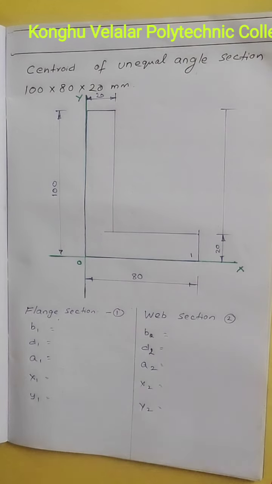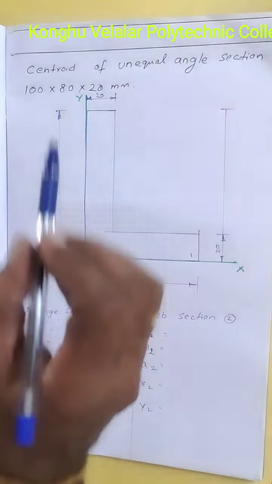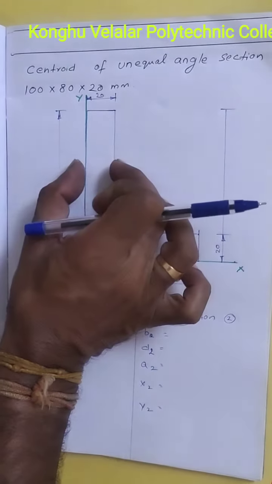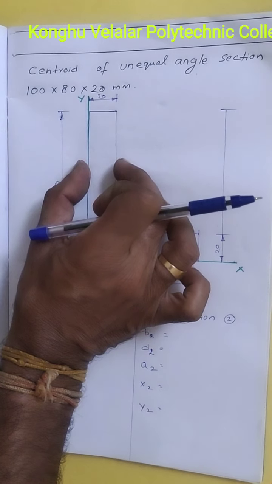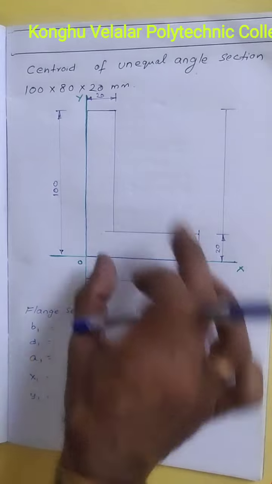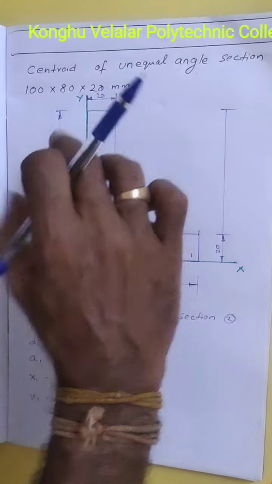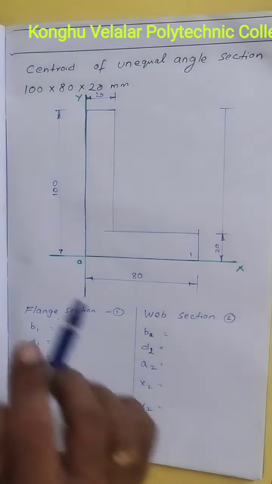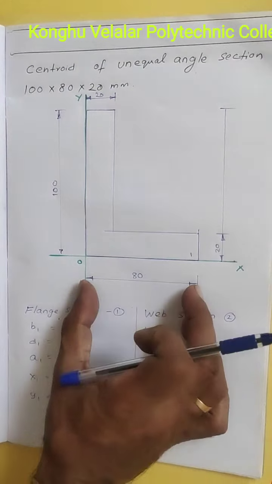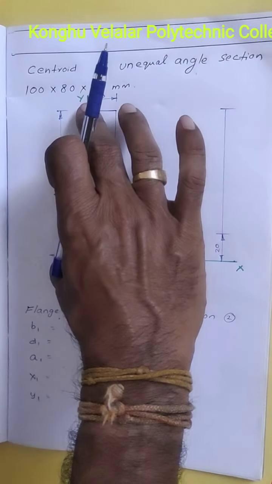So this is an angle section, unequal. This flange and this web are of unequal length. See, this is 80 mm while this is 100 mm. If both are equal, that is 80 and 80, it is an equal angle section. But over here, it is an unequal angle section. That is, 80 mm is the flange and 100 mm is the web.